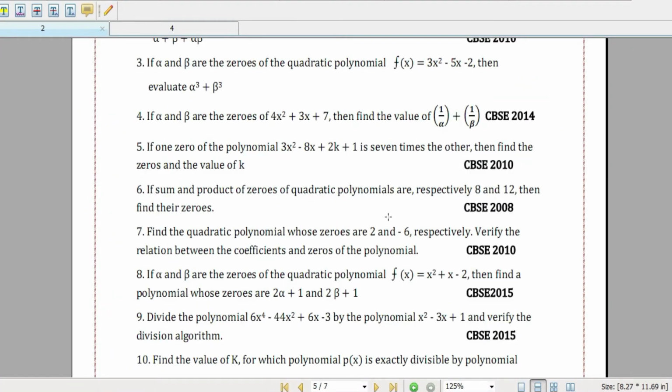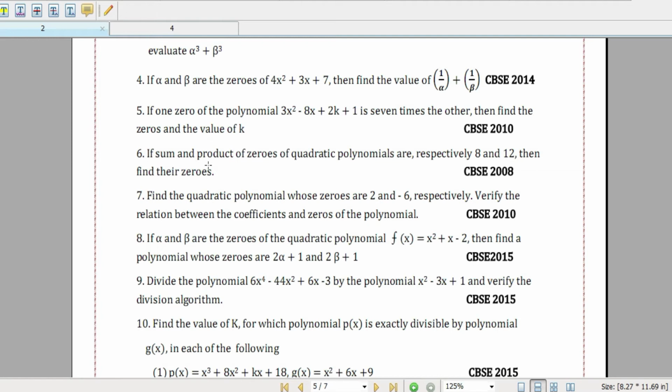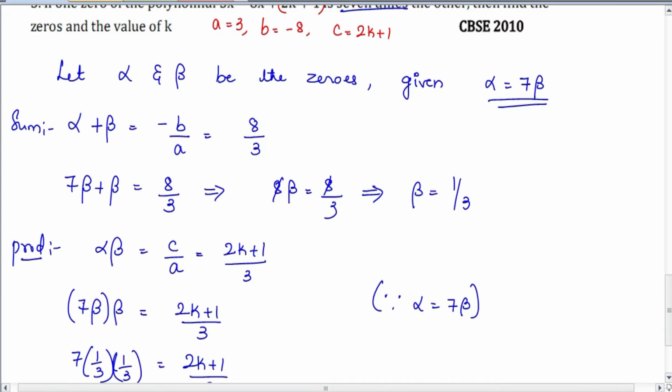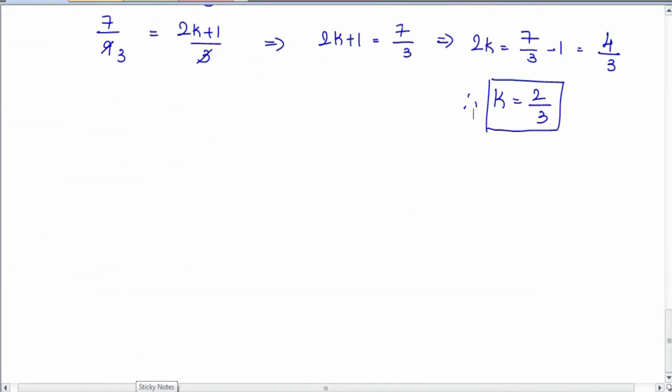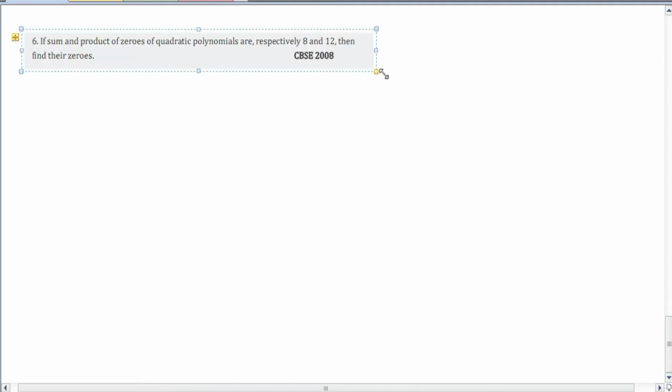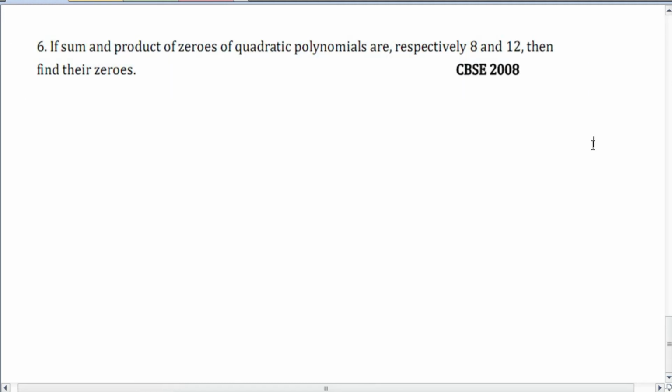Now let us see the next one. If the sum and product of zeros are respectively 8 and 12, then find their zeros. So this is again a very easy question where we don't have to know the polynomial also. They have given two numbers whose sum and product is given already. You have to find the zeros. So what is given?